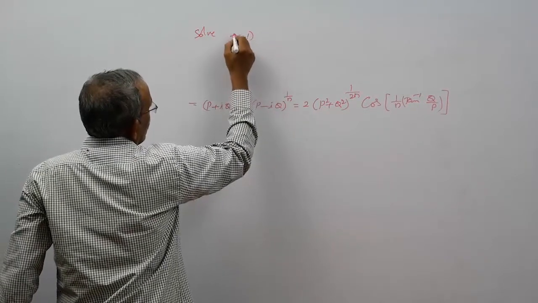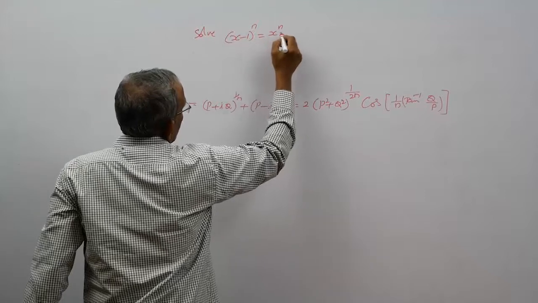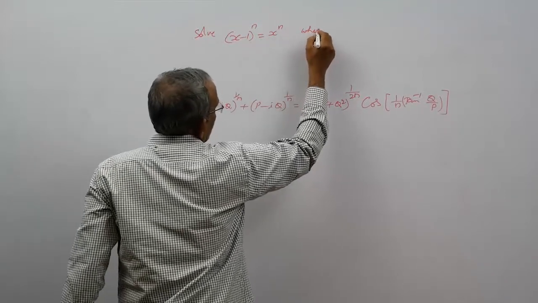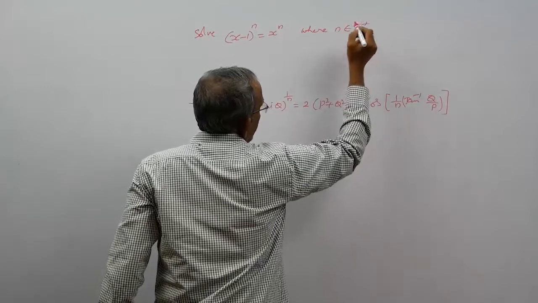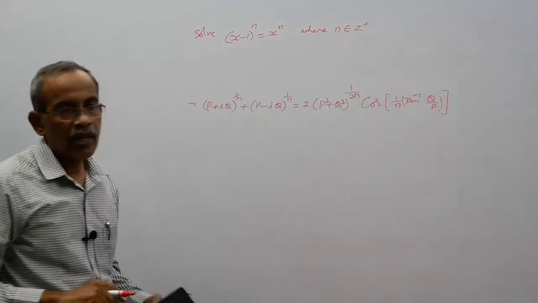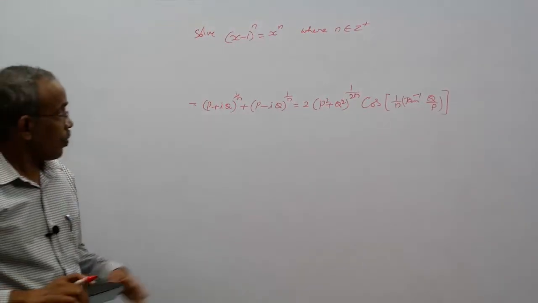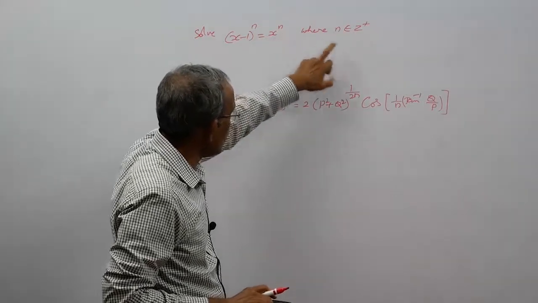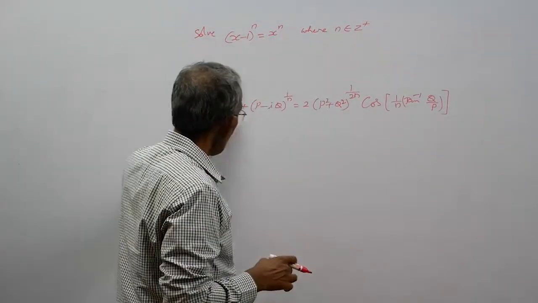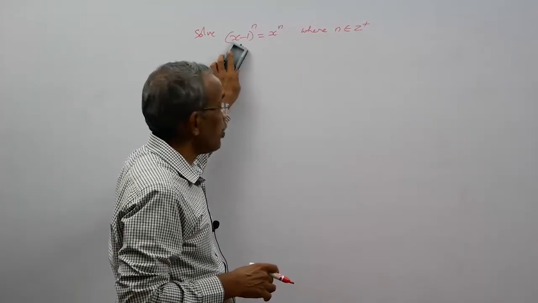Solve (x minus 1) whole to the power of n is equal to x to the power of n, where n is a positive integer. Positive integer means n belongs to Z plus. Solve means we have to find the value of the variable x.